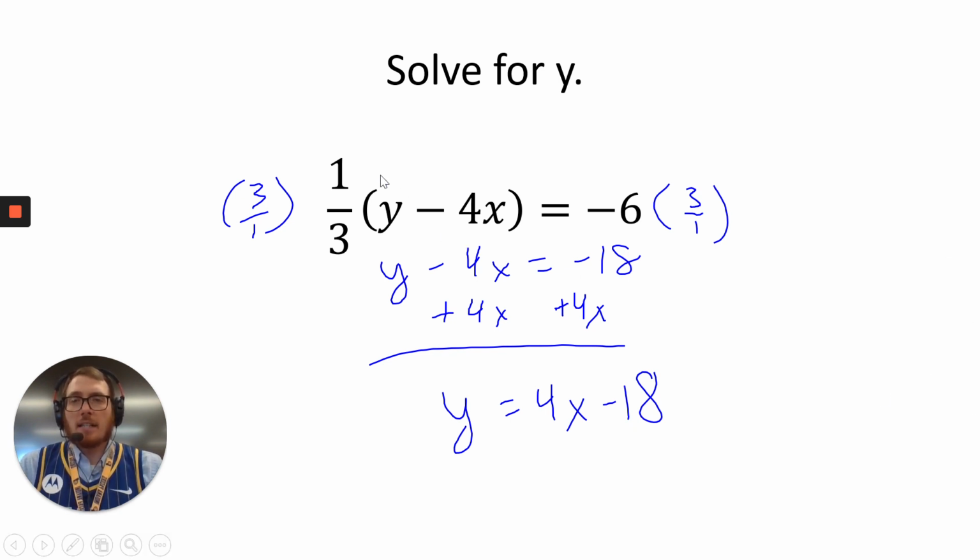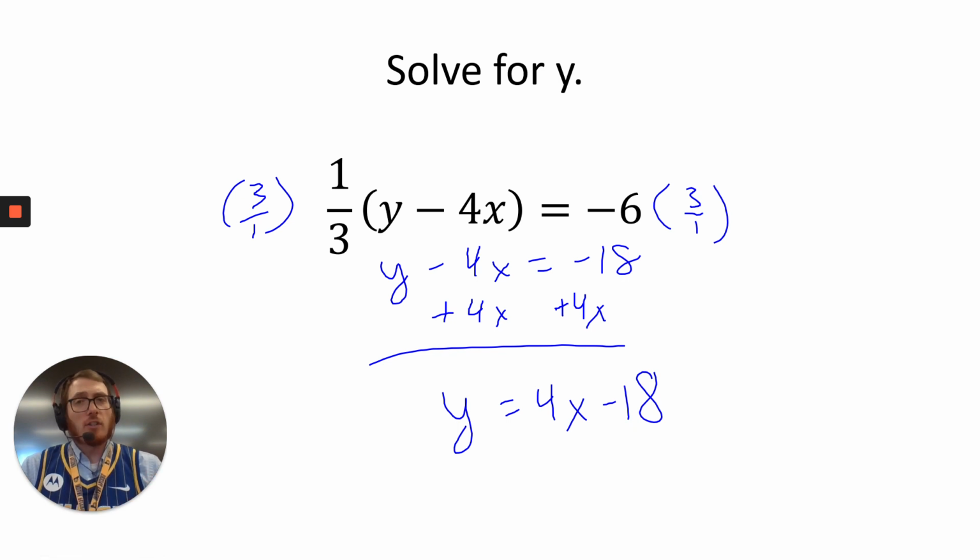The next one, notice, has a distribution of 1/3 that would need to be distributed into this quantity on the left side. However, because you're trying to get y by itself, it might be better just to multiply by its reciprocal right away or divide by the fraction. So if I do that right away, I'm going to multiply by 3 over 1, its reciprocal, and get rid of it. That goes away here on the left side. So then I have y minus 4x equals negative 6 times 3, which is negative 18.